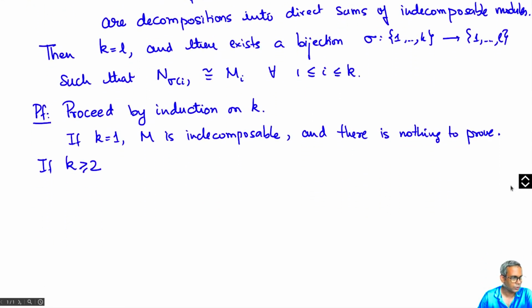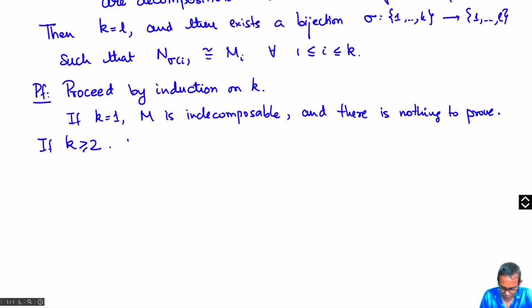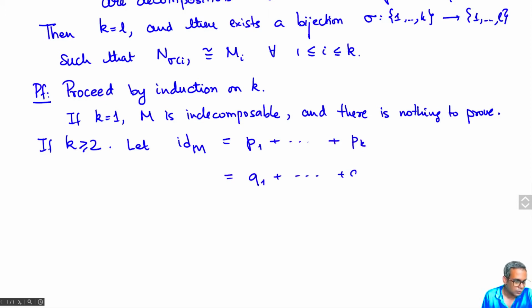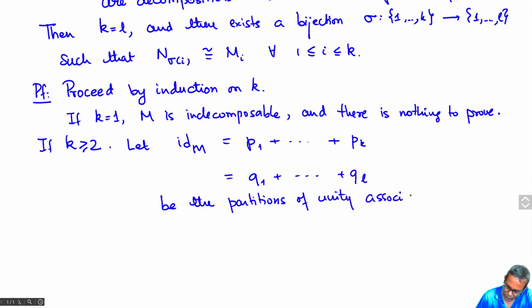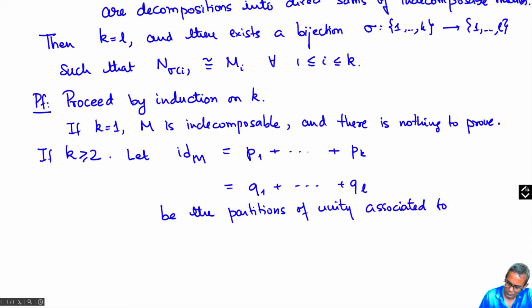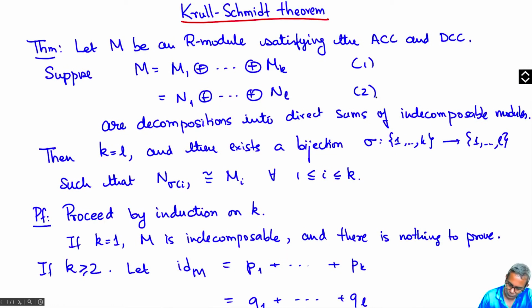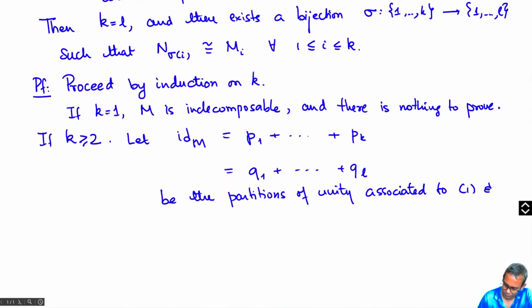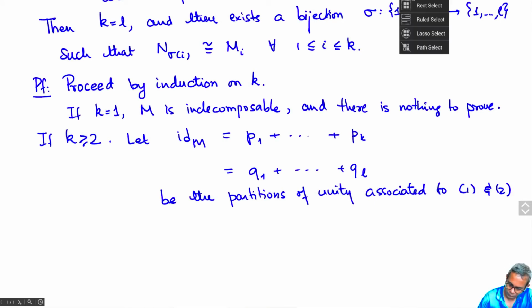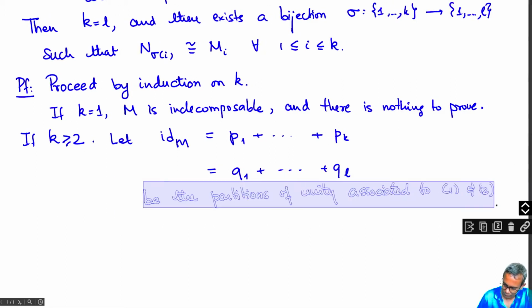Okay, now we have these decompositions. Let the identity of M equal P1 plus through Pk, and Q1 plus through QL, be the partitions of unity associated to the two direct sum decompositions, which maybe I can give the names 1 and 2 respectively.